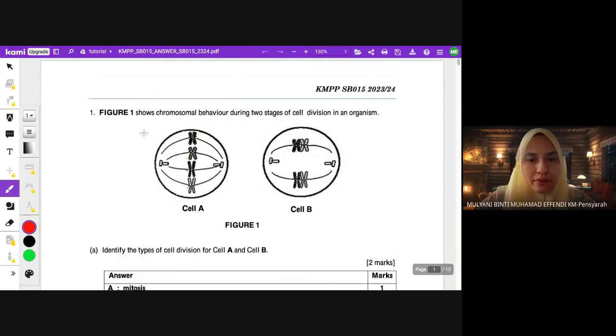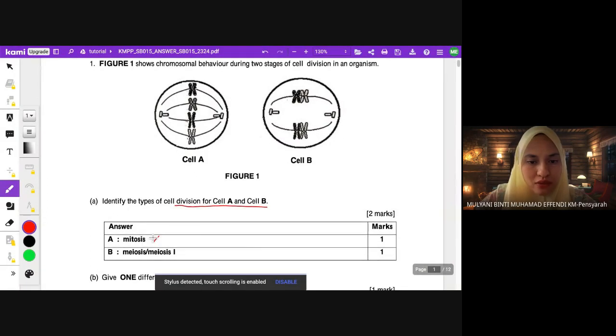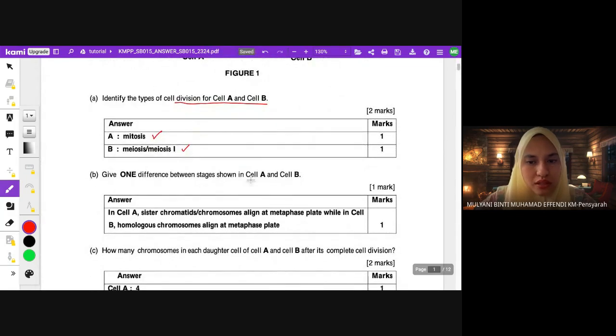So untuk soalan pertama, kita akan tengok identify the types of cell division for cell A and cell B. Jawapan untuk ni adalah mitosis untuk sel A. Yang sel B pula adalah meiosis ataupun meiosis 1. So kita nampak kat sini bezanya. Kalau mitosis, 4 kromosom ini akan beratur secara single-single dan kalau yang ini pula 4 kromosom ini akan beratur secara pairing.